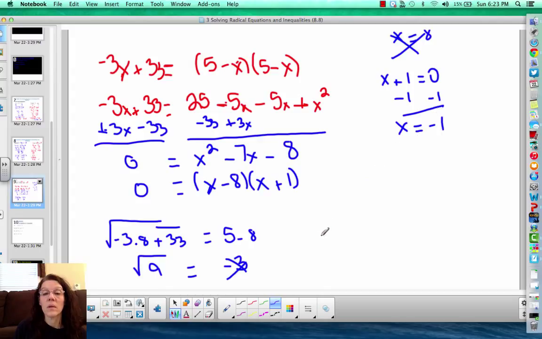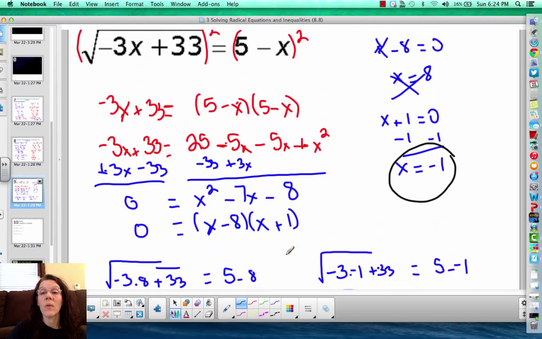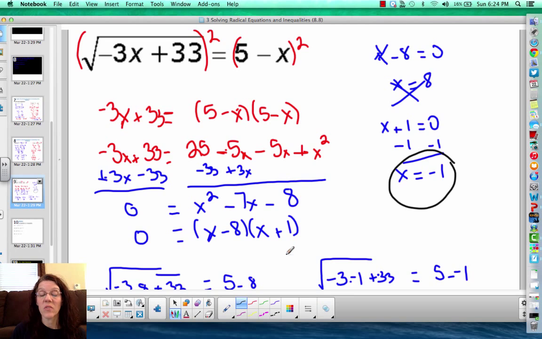Let's check negative 1. We have the square root of negative 3 times negative 1 plus 33. And that equals 5 minus a negative 1. Negative 3 times a negative 1 is 3, plus 33, that's the square root of 36. And 5 minus a negative 1 is 5 plus 1, which is 6. Square root of 36 is 6. That is our only answer. Even though we had two possibilities, we had to check. x equals 8 did not work, x equals negative 1 does work.